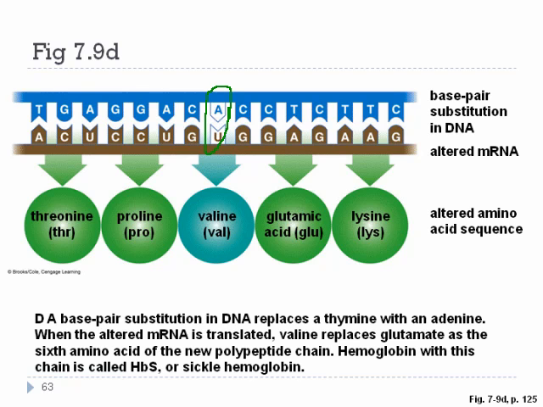Even adding an additional base can change the reading frame and can change the amino acids that are added. This changes just a single amino acid, but this protein can't fold properly, so it even changes the whole shape of the red blood cell and causes the red blood cell to sickle and can cause sickle cell anemia, if you've ever heard of that. And they give more of an example in figure 7.10 about sickle cell anemia in your book.